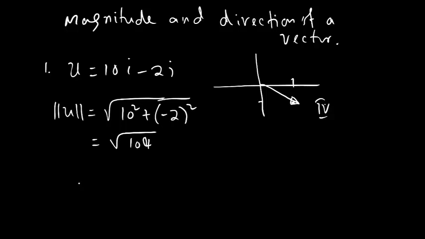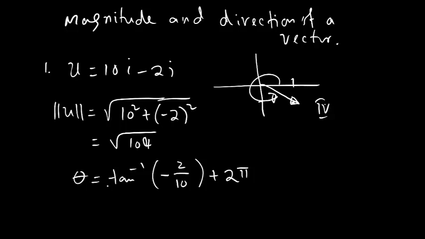Now you are looking for theta. So your theta will be tan inverse, this is the y coordinate, this is the x coordinate. So you write -2 over 10, and you see that you are in the 4th quadrant. So you need to add 2 pi to make it a positive angle in this direction. Then you can simplify in your calculator. If you want radians or degrees, it is up to you. Set your calculator accordingly and simplify.